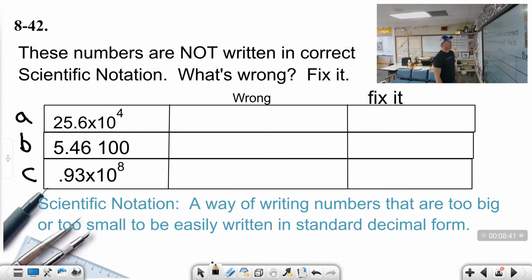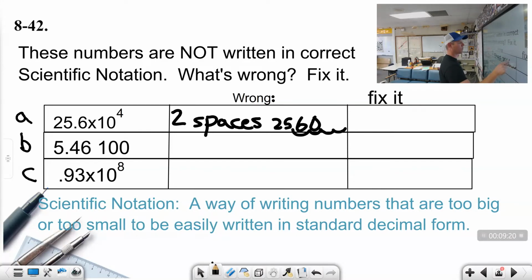Problem letter A. Nope, I notice that there's something wrong. I notice that it has too many decimal places. So you're going to write 2 spaces. That's wrong. And you should probably, I didn't make a table, so you should probably write wrong, 2 spaces. Now, if I'm going to fix this, I know that 2, 5, 6, 1, nope. The decimal's here. 1, 2, 3, 4.